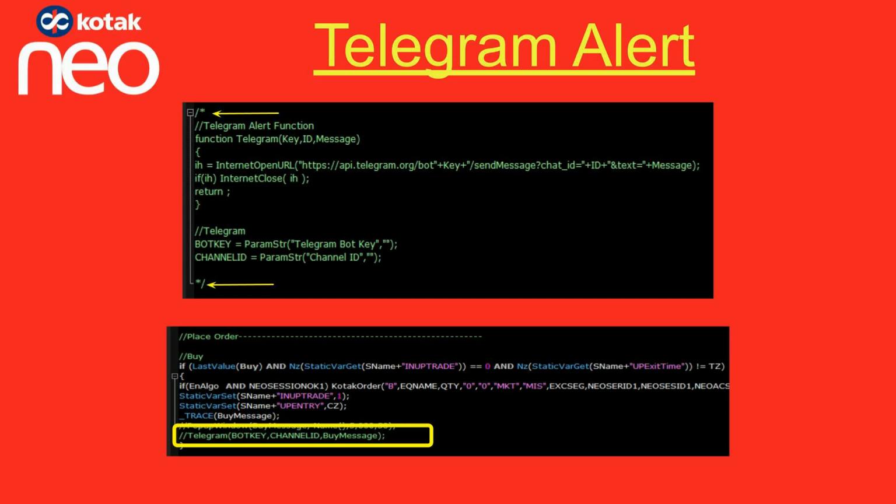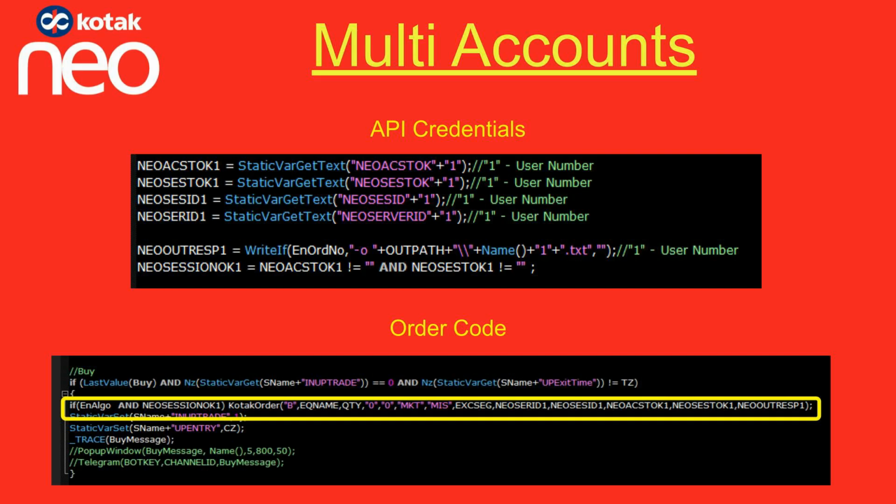To learn how to get the bot key and private channel ID, watch my YouTube video, Send Alerts from Amibroker to Telegram channel. For multiple users, first create API credentials for each user and assign them a unique user number. Then, in the order code, add a separate line for each user, one by one.